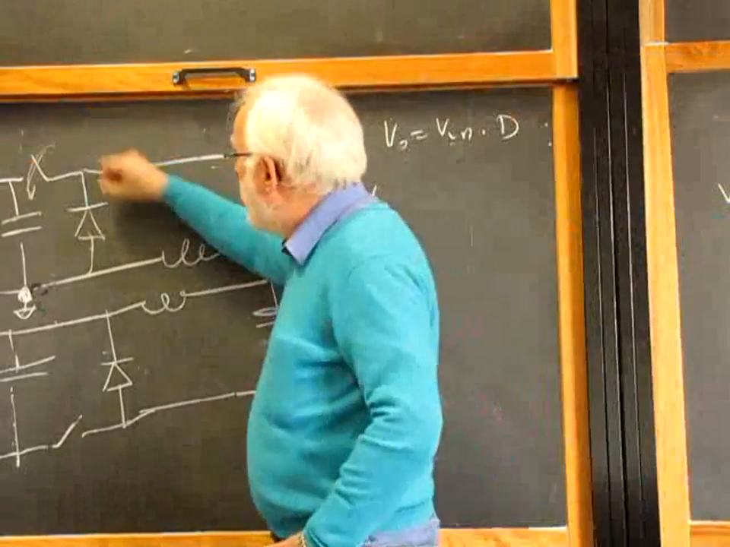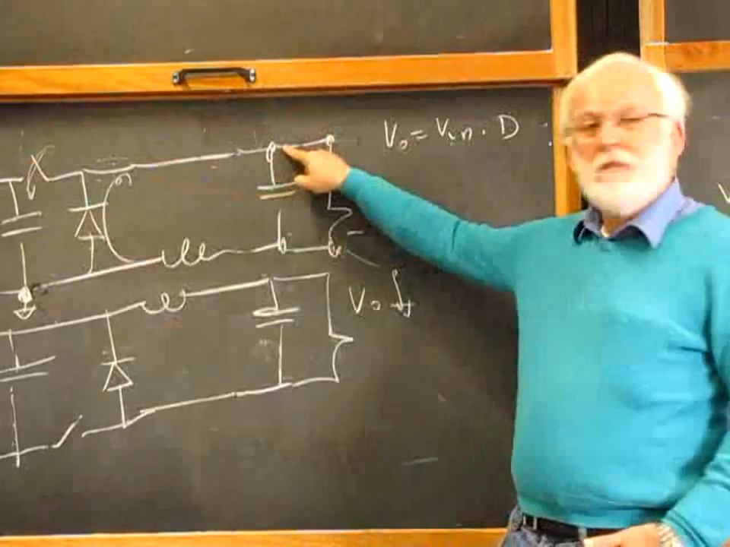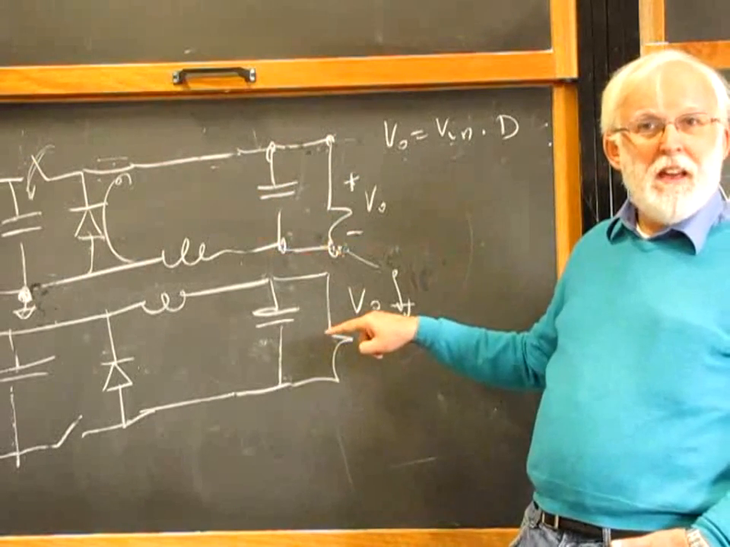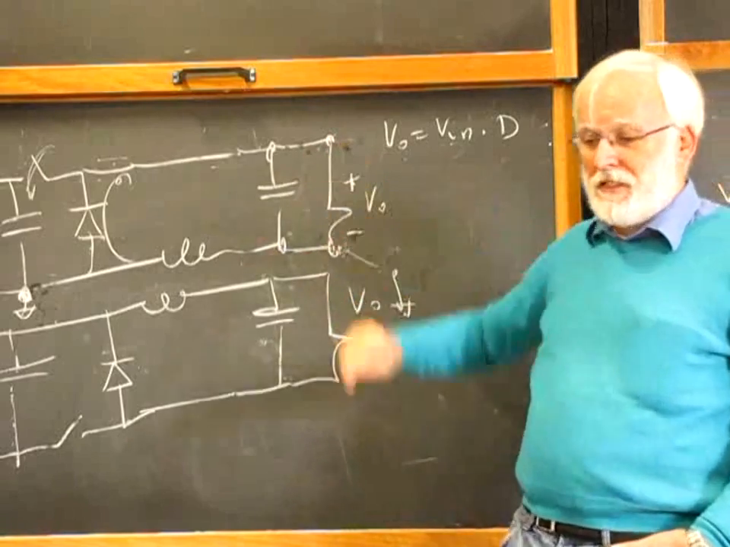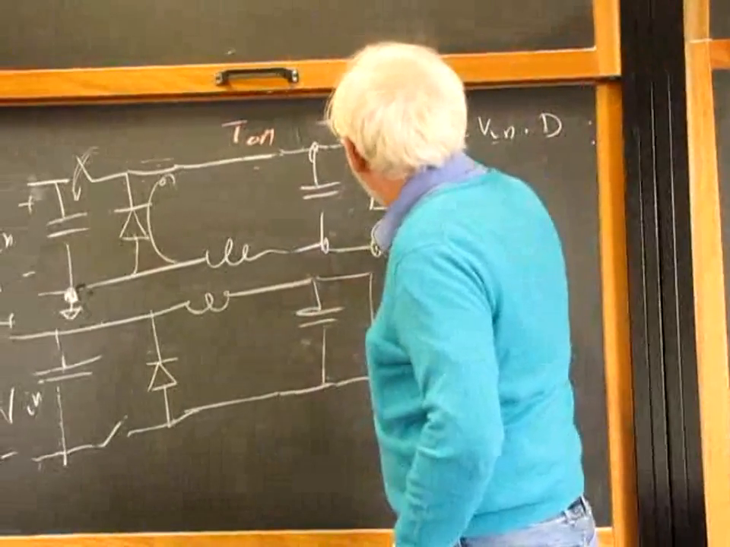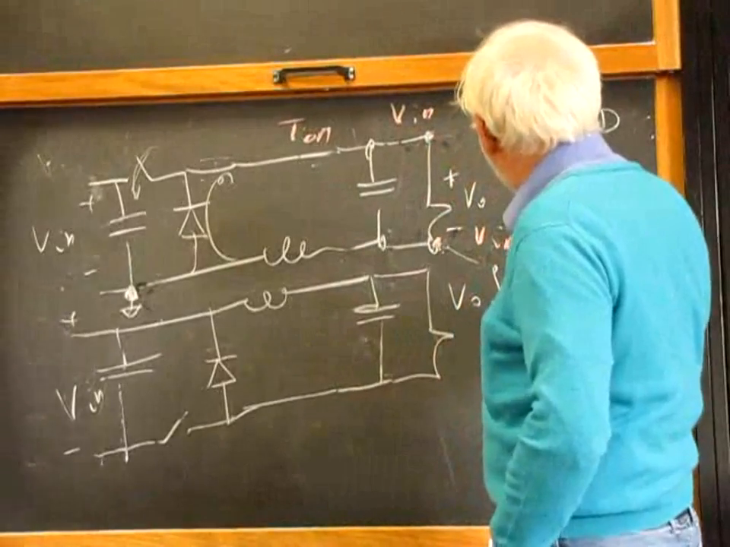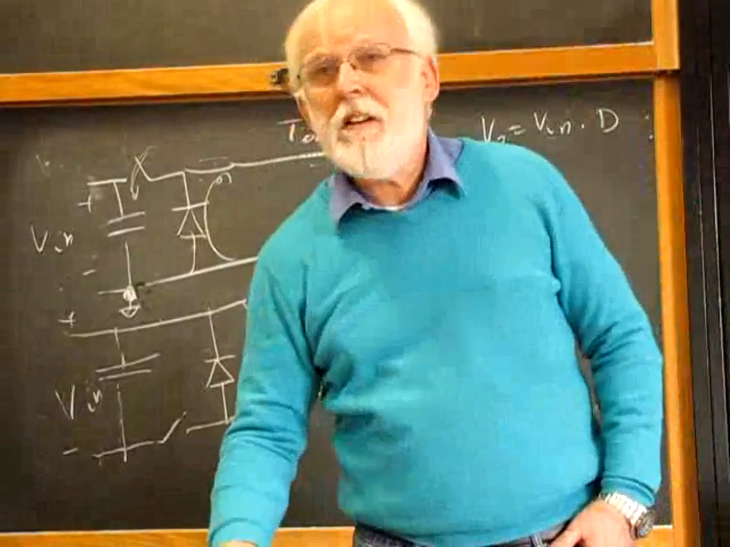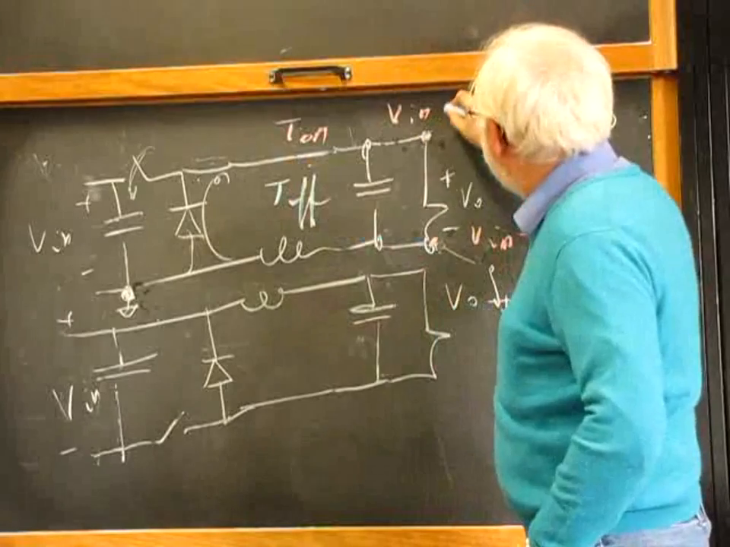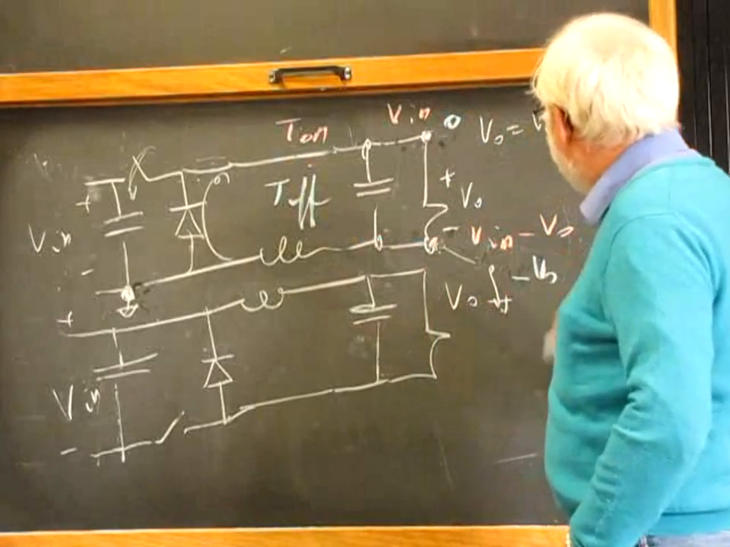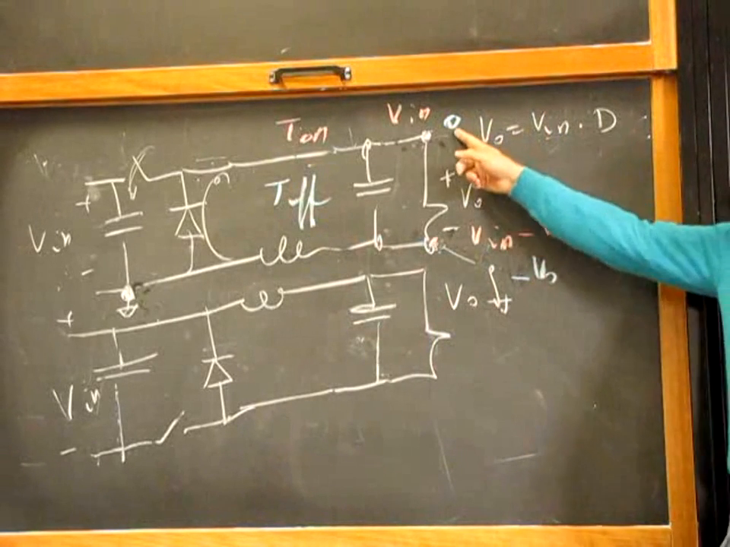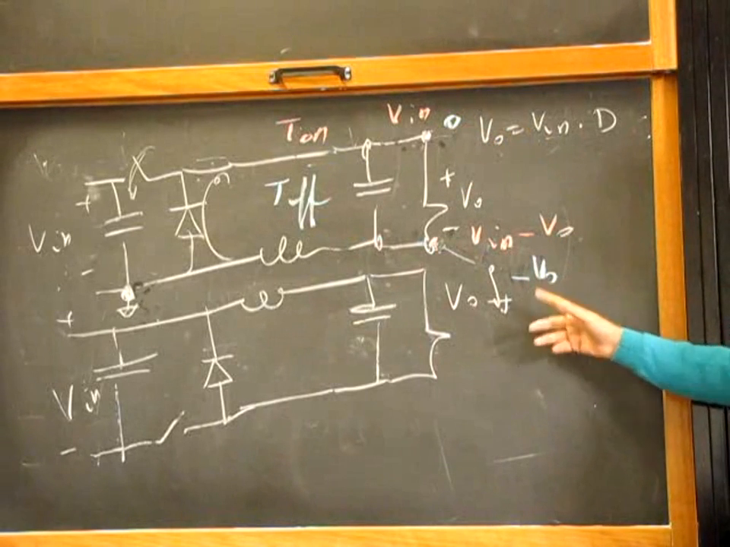And the voltage over here is V in minus V naught. When you open the switch, the diode starts to conduct, and this node goes down to 0 volts, and this node goes down to negative V naught. The difference between these two nodes is always the same. During T on, we have here V in, and here V in minus V naught. During T off, when the switch is open, the voltage over here is 0, and the voltage over here is negative V0. If you take the difference, V in minus (V in minus V0) is V0. If you take the difference during T off, 0 minus negative V0 is V0, okay.